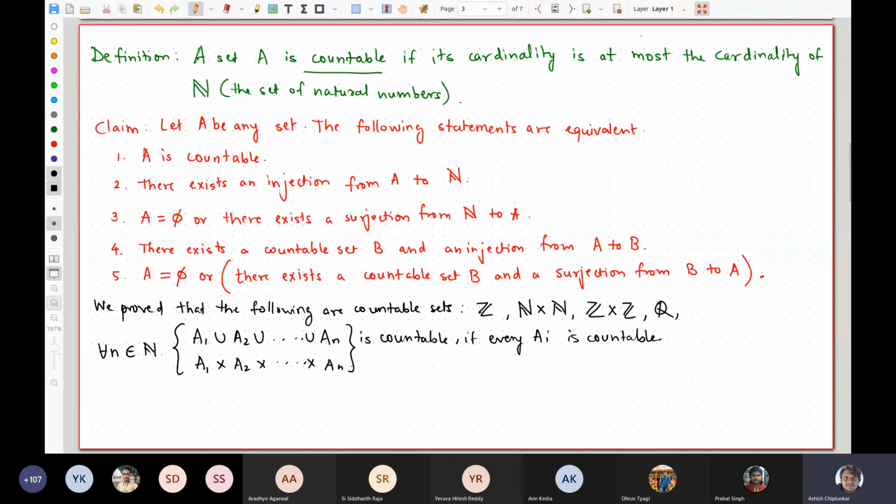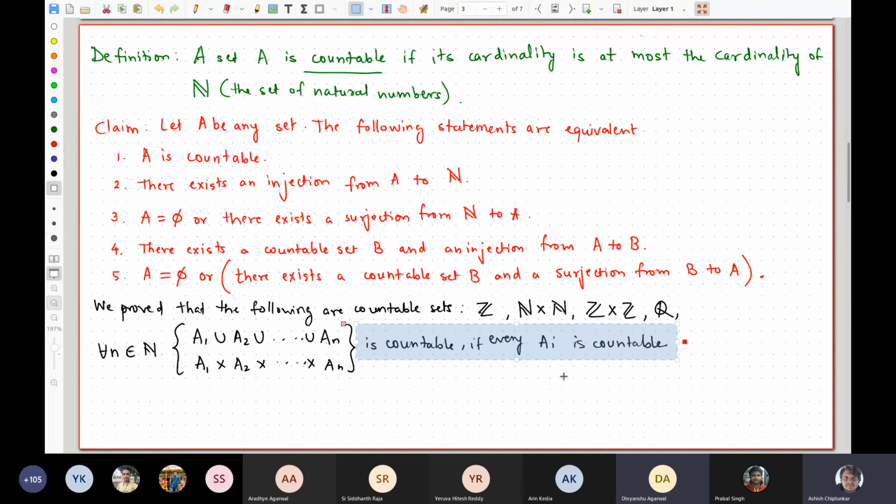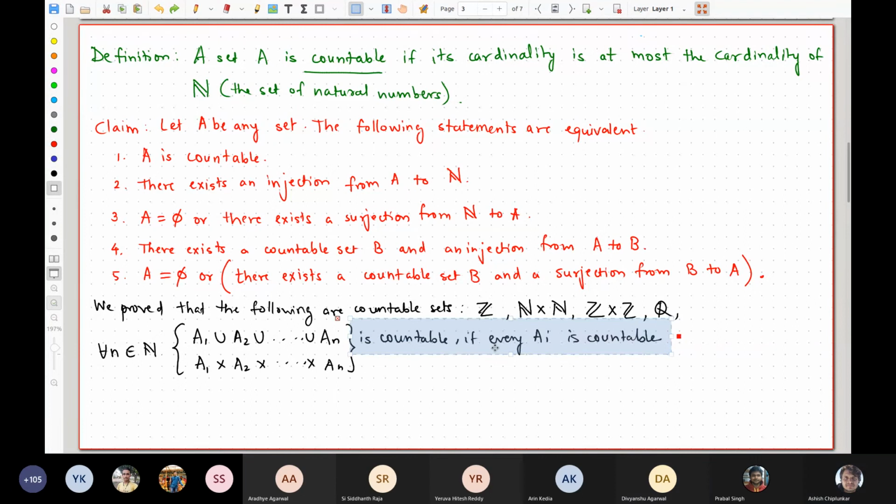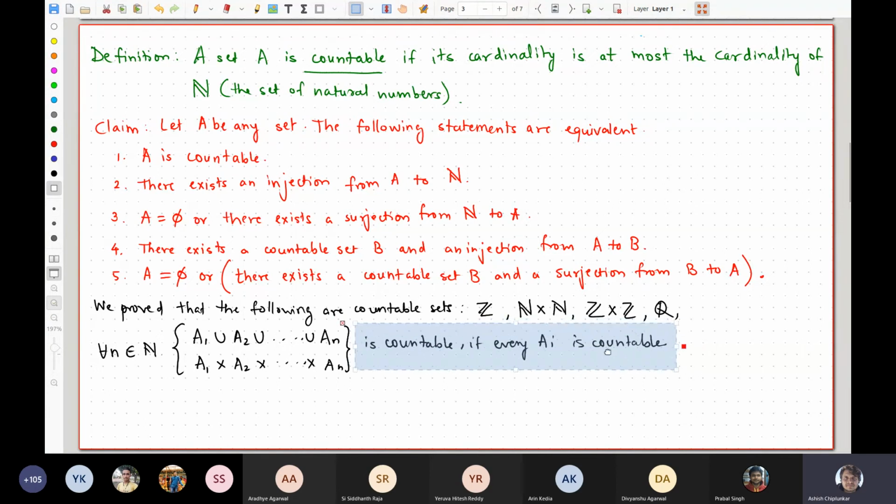What about the union of a countable number of Ai's? We didn't exactly do it. We were yet to do the proof. We just stated the theorem, right? I think we may have discussed it. Yeah, so we'll do the proof today. Let me just finish this off.